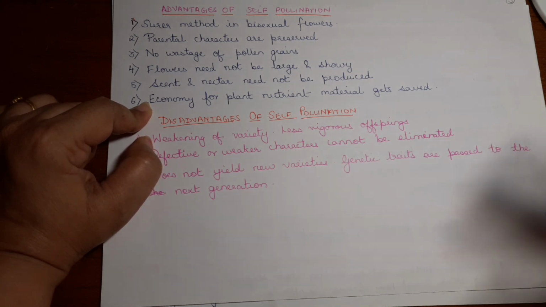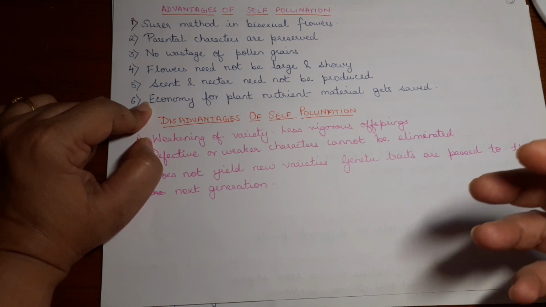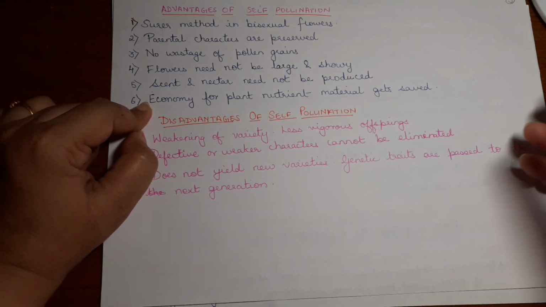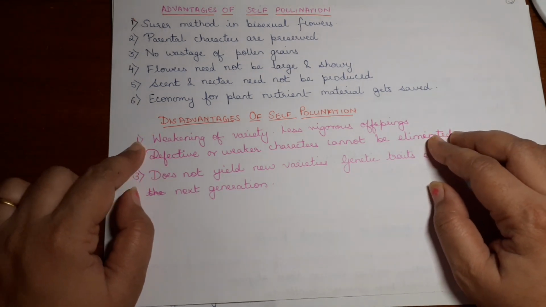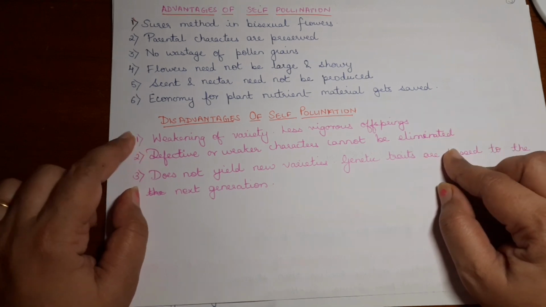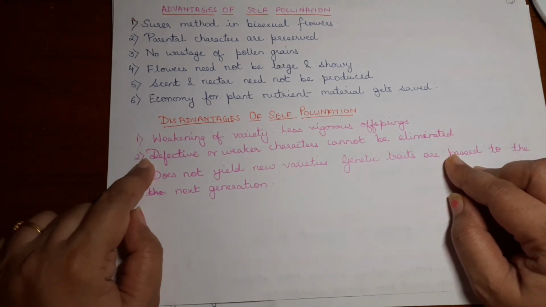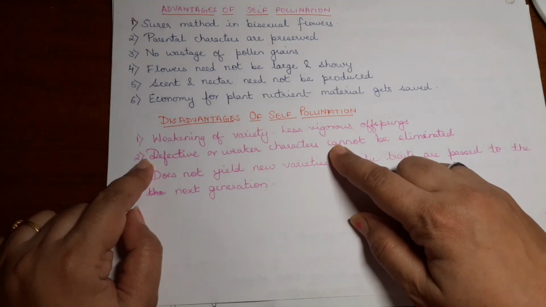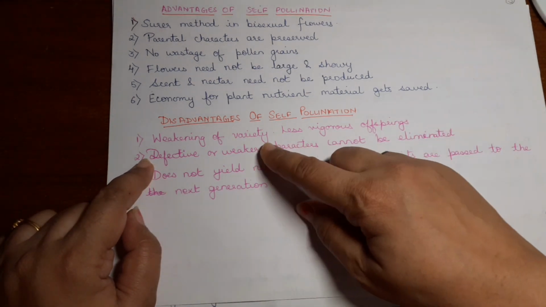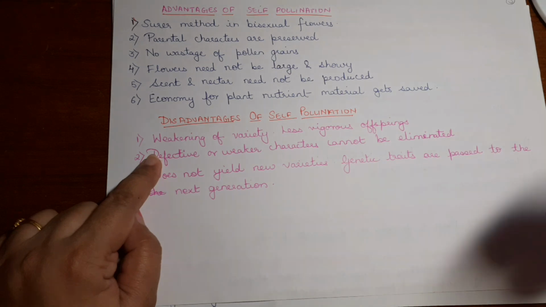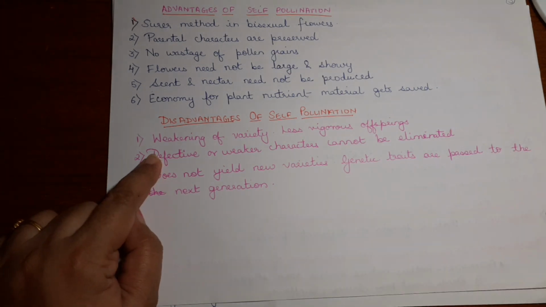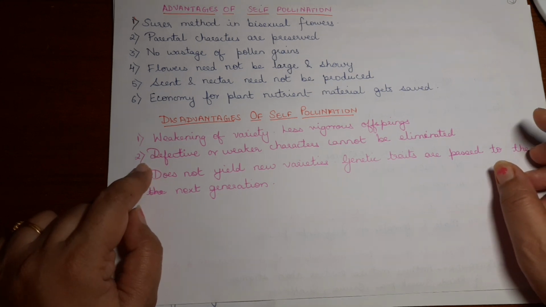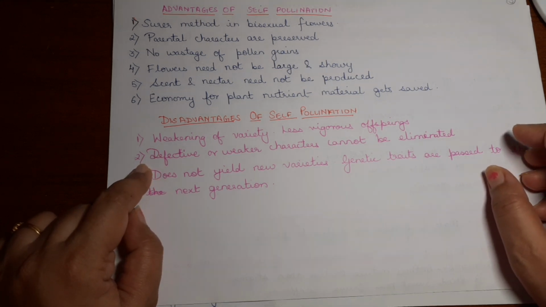So what happens? It becomes a greater economy for the plant because it does not have to produce these extra nutrient material. Now what are the disadvantages of self-pollination? Number one, weakening of the variety. The offsprings that are produced become less vigorous. They are not that vigorous or active, not that good a variety, as the other pollinated flowers.